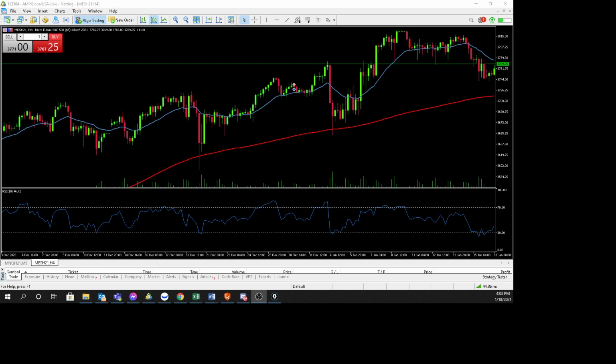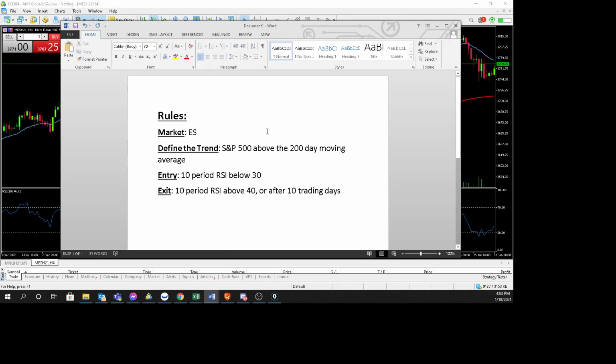Just coming at you guys with a new trading strategy, one that I just kind of learned for myself, and I just want to share it with you guys. I think it's very conservative, yet the probability of winning these trades is very high. So, with that being said, let's dive right into it. Let's look at the rules.